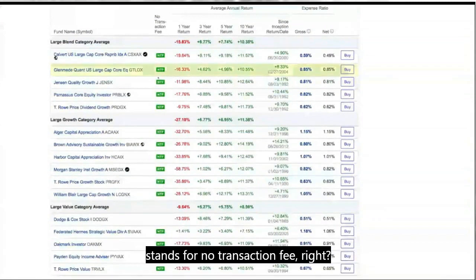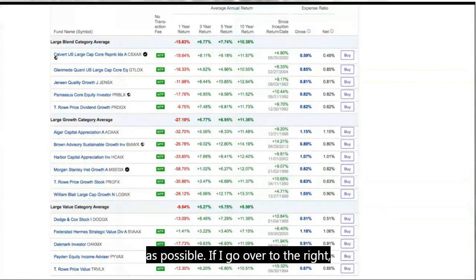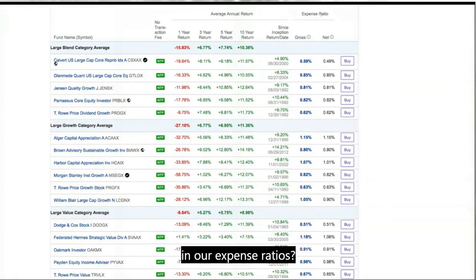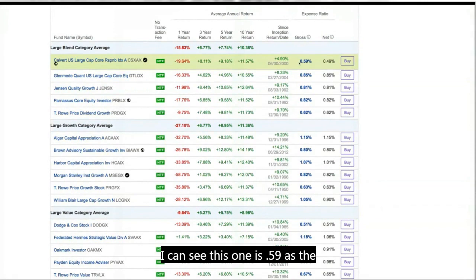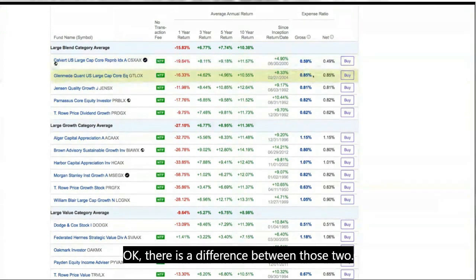Now, a couple things across the top. NTF stands for no transaction fee, right? We're trying to keep our expenses as low as possible. If I go over to the right, we'll see something called an expense ratio. Think of this as fees. Remember, how are we paying the mutual fund managers? Well, we're paying them in our expense ratios. Looking down here, this one is 0.59 as the lowest and 0.85 is the highest. There is a difference between those two.